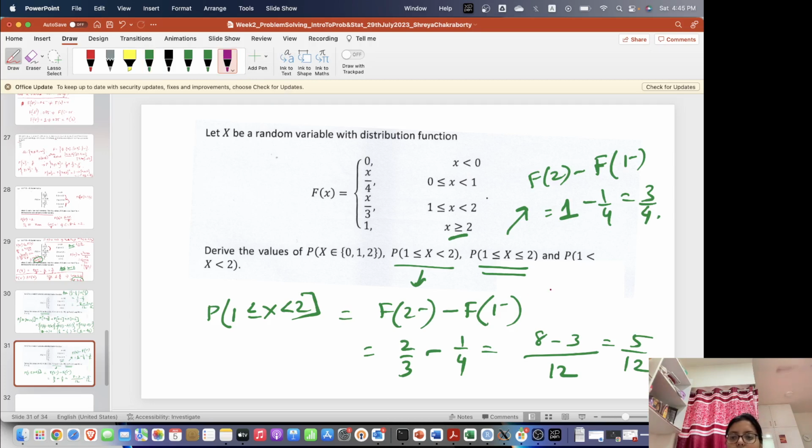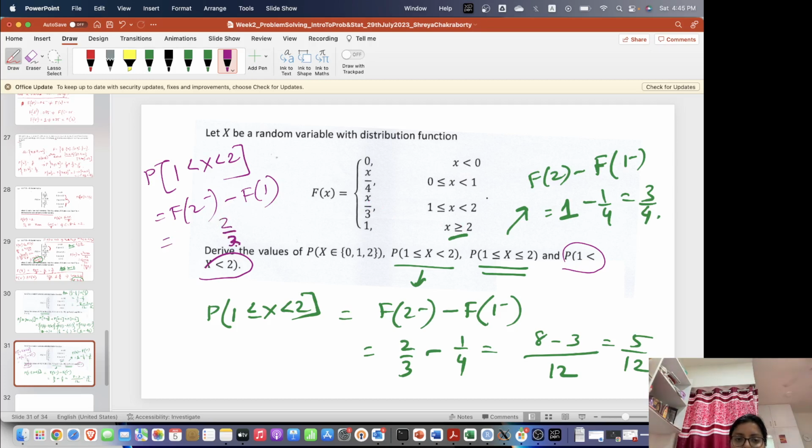And last but not the least, this one, probability 1 less than x less than 2. It will be f2 minus f1. So putting value here, 2 by 3 minus f1 is how much? Putting 1 here, 1 by 3, that is 1 by 3. Is this clear?